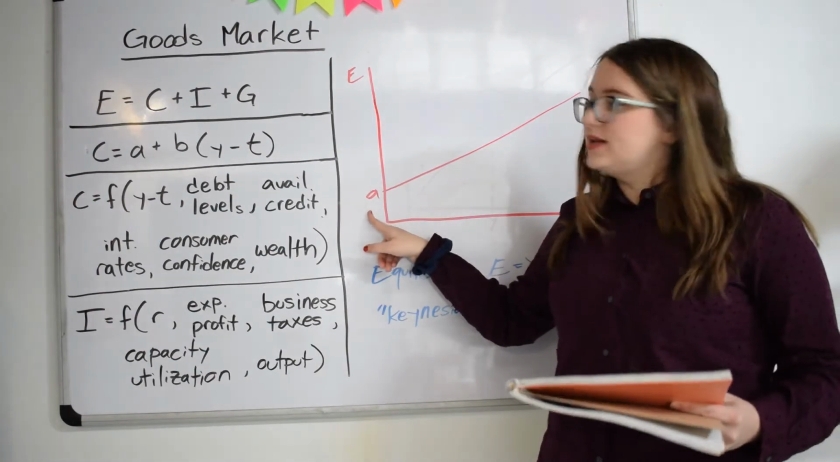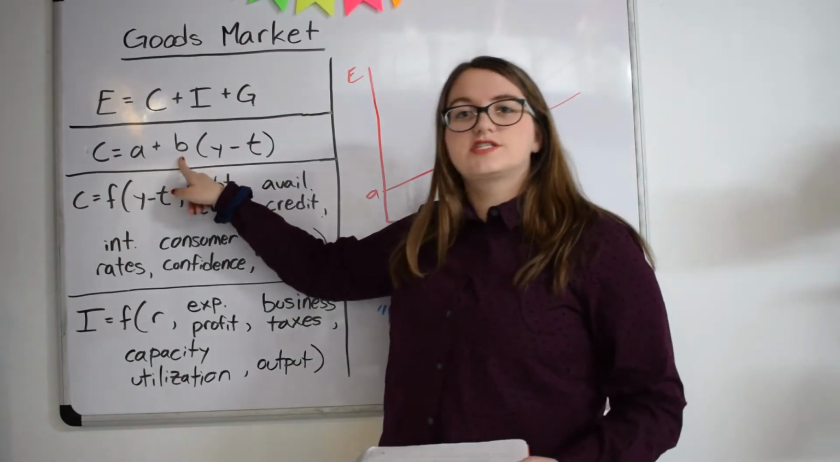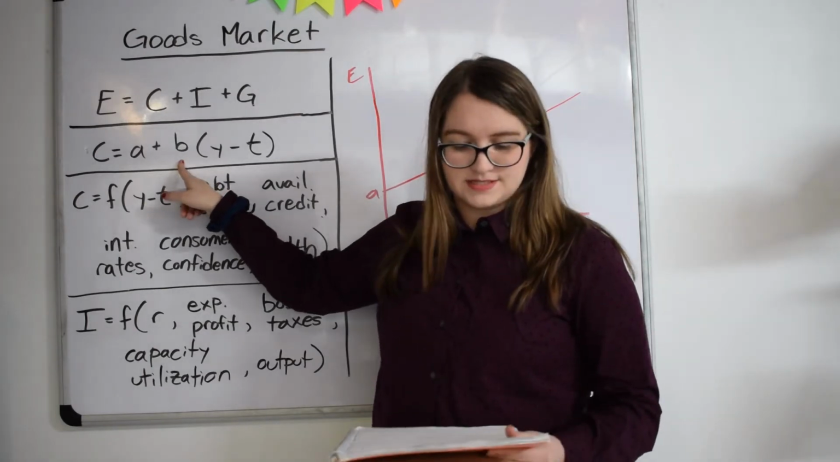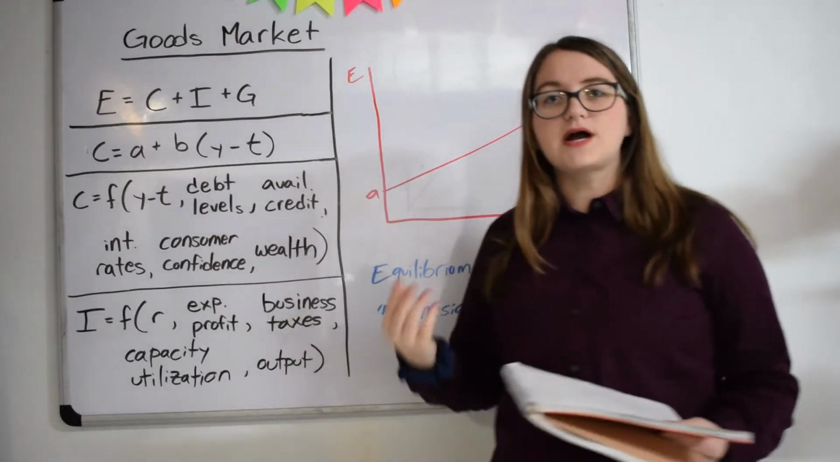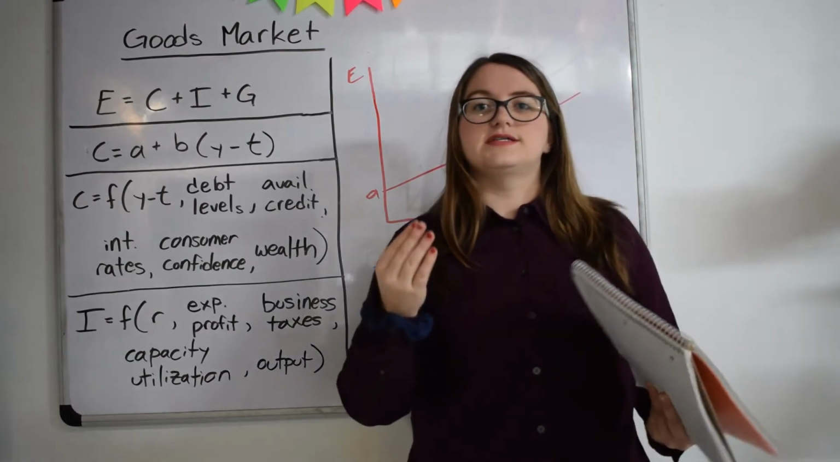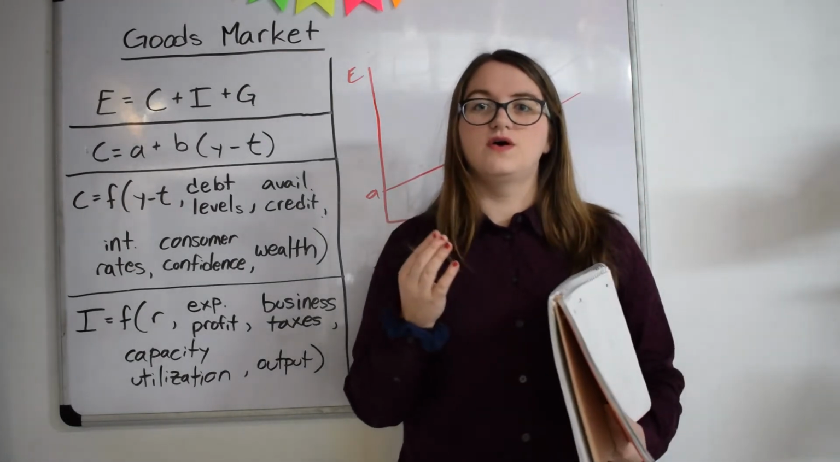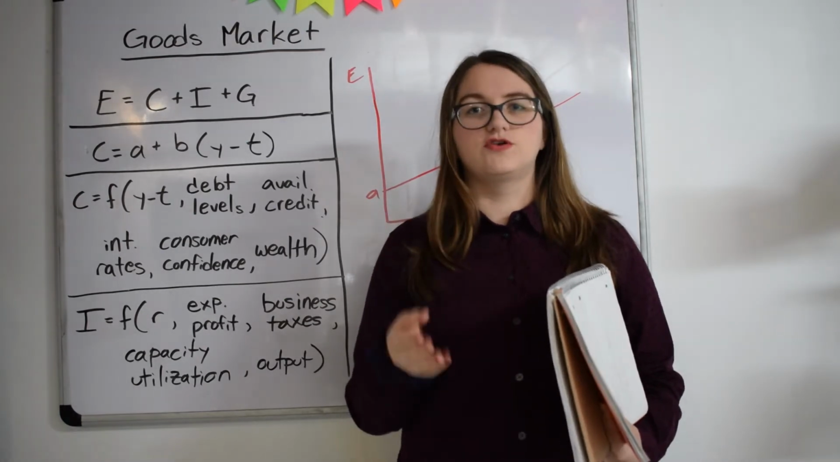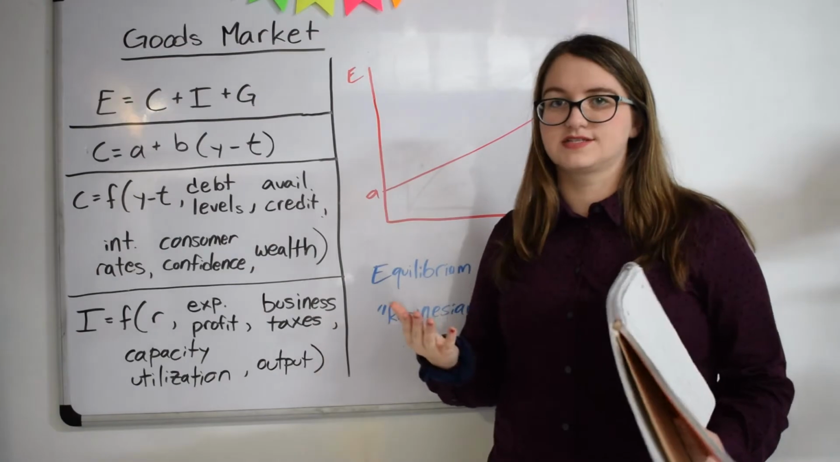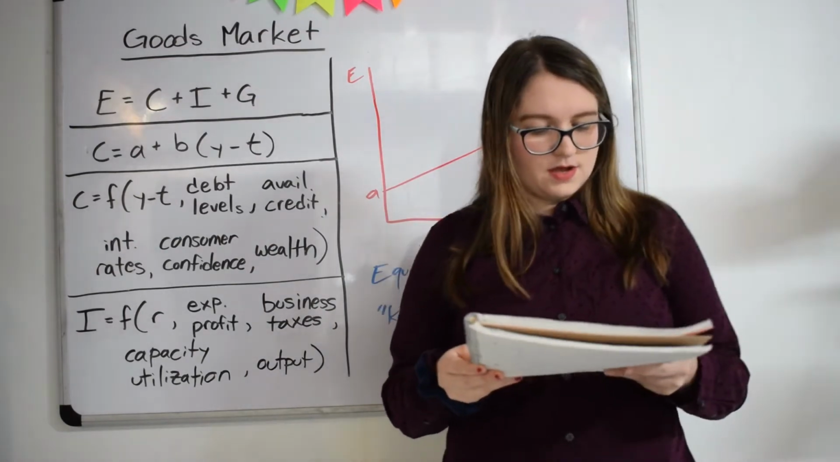Then we need to take into consideration the slope, or the marginal propensity to consume, MPC. Remember, marginal propensity to consume is a fraction. So it is less than 1, but greater than 0. So it's always positive and it's less than 1. Okay?